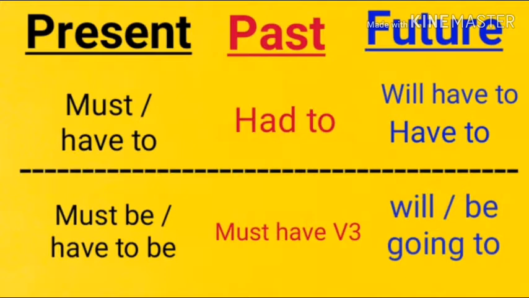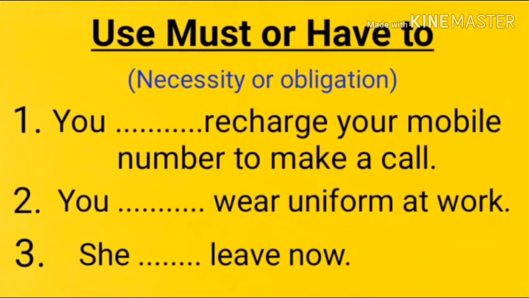Secondly, must and have to can also be used to talk about certainty, how sure we are. We use these forms: must be or have to be, and past form must have V3 and future form will or be going to. Let's see examples.